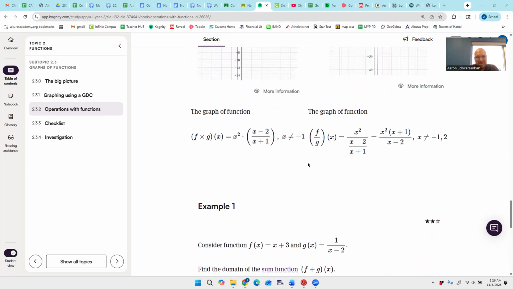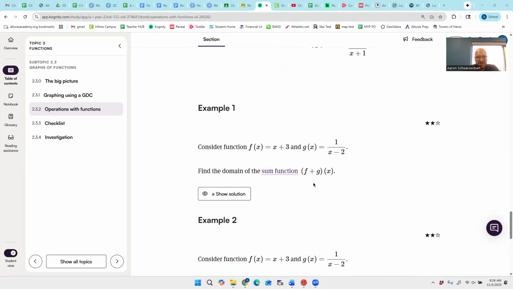So consider these functions, f plus g. Find the domain. Okay, the key is the domain. So this one is negative infinity to infinity. This one is negative infinity to 2, and this one is to infinity. So the intersection is that. Correct?